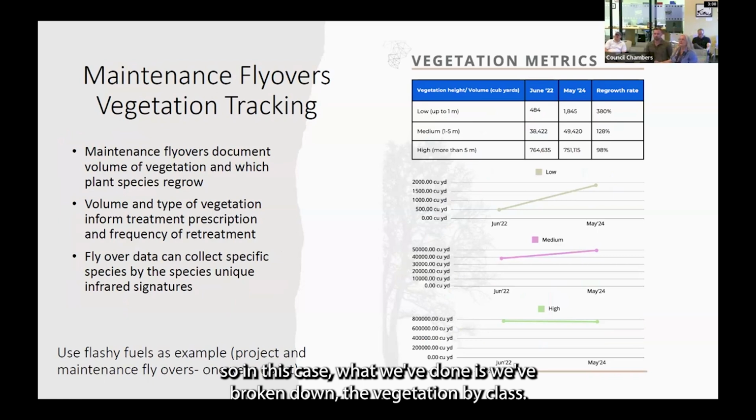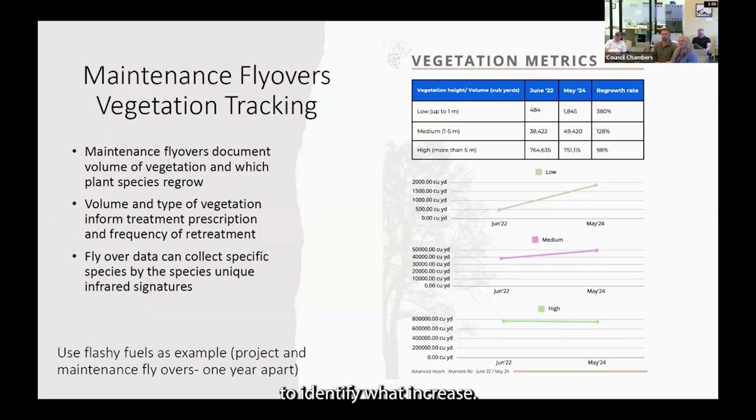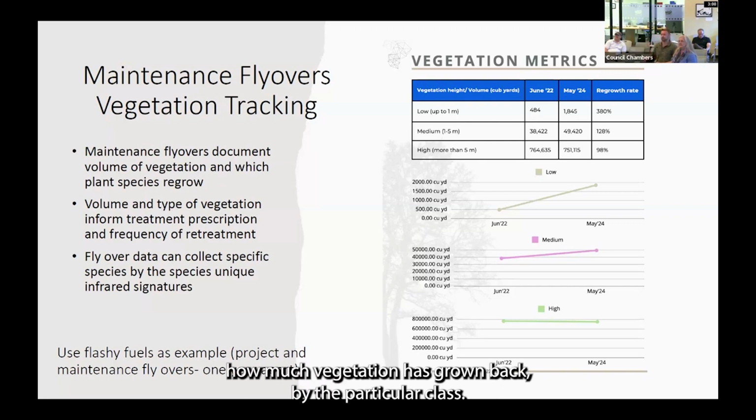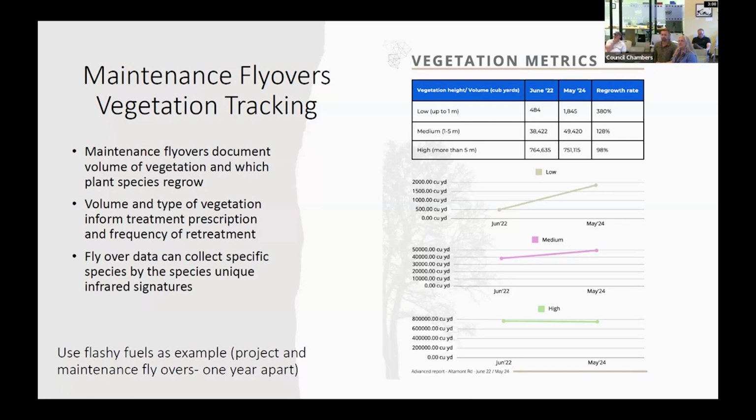Okay. So in this case, what we've done is we've broken down the vegetation by class to identify what increase, so what's going on and how do we compare that data from this year to last year. And so like we said, in this case, I think we're comparing June 2022 to May 2024. And we've broken down by vegetation class and been able to analyze and quantify how much vegetation has grown back by the particular class. Very color specific species. Yeah. Oh, next slide.